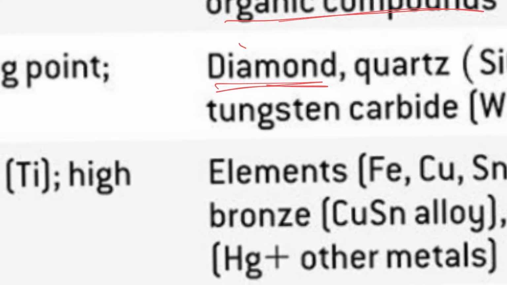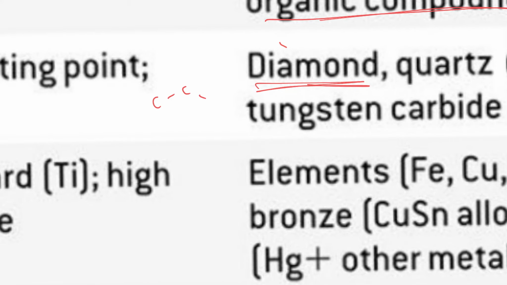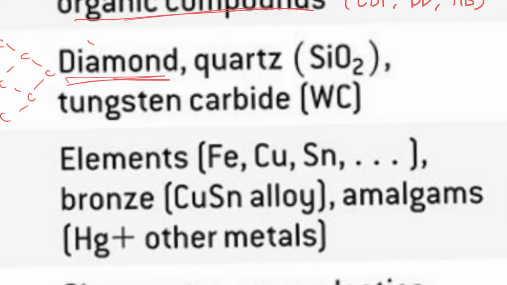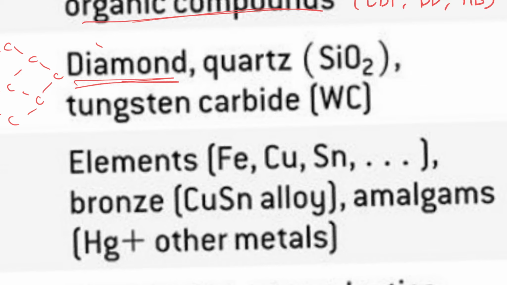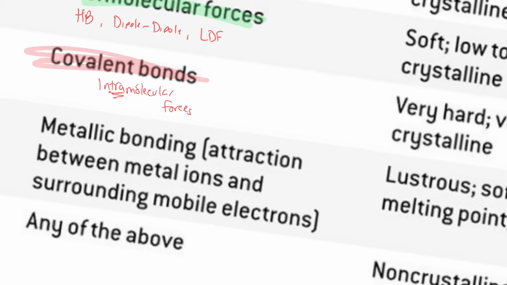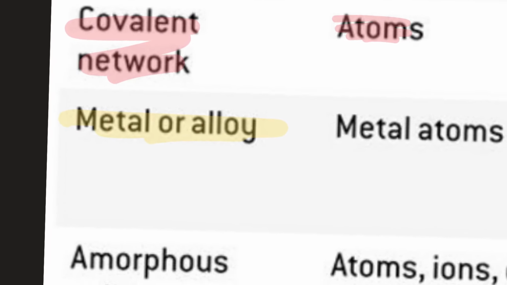All right. So diamonds are basically chains of carbons locked together by these intramolecular forces, these covalent bonds. And so this is the reason why carbon is one of the toughest substances on Earth. All right. Quartz, such as silicon dioxide, and tungsten carbide. All right. So all of these are bonded together by covalent bonds, which makes this a covalent network.